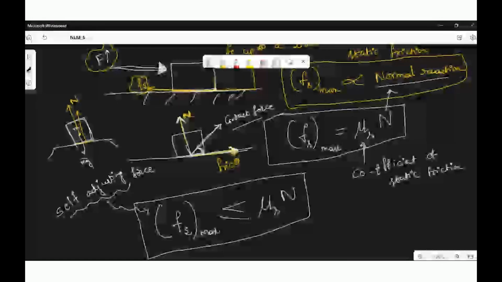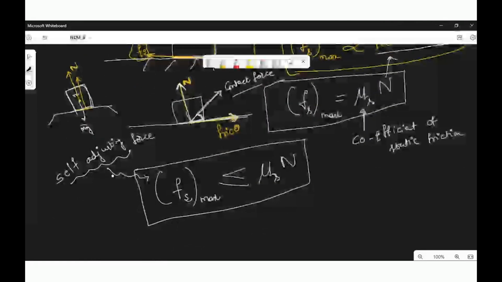Self-adjusting means it sees how much the applied force is, and corresponding to that some friction will act. But it is not that if you keep on increasing the applied force, Fs will keep on increasing. It can increase up to a maximum limit, and that is the maximum limiting friction. Fs max is nothing but maximum limiting friction. When I write it in the form of less than or equal, it covers all the in-between values, but the maximum value is mu s into N. The maximum limiting static friction is mu s into N.